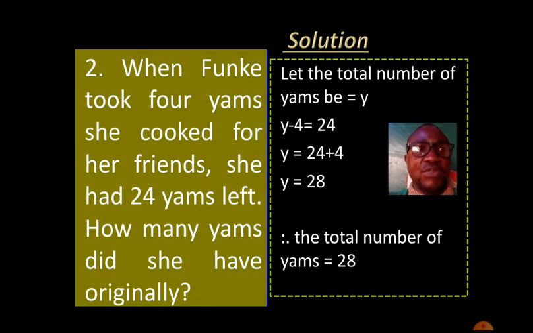You add 4 to both sides. So, y is equal to 28. So, the total number of yams she had originally was 28. Am I communicating? Now, to know if you are wrong or right, just say 28 minus 4. When you say 28 minus 4, we get what? We get 24. So, you are correct. Am I communicating? Now, let's proceed.